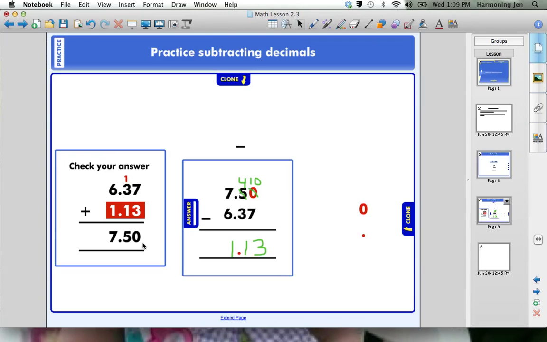Make sure you have this subtraction problem as an example in your notes as well.